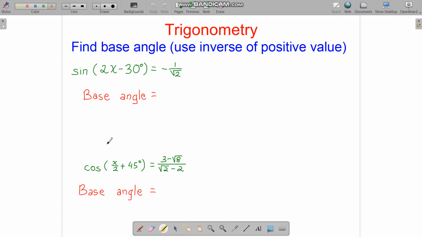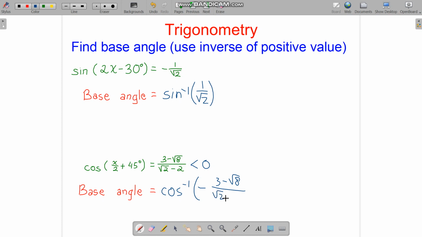Next, find base angle. To find base angle, we use the inverse of the positive value. So in this case, the base angle is inverse sine, because this is sine something, 1 over root 2. You don't use the negative. And here, if you use your calculator, you will get something negative. Therefore, the base angle is inverse cos. Remember, we are using the positive value, so you can just say minus 3 minus root 8 all over root 2 minus 2, so that we get the base angle in quadrant 1.